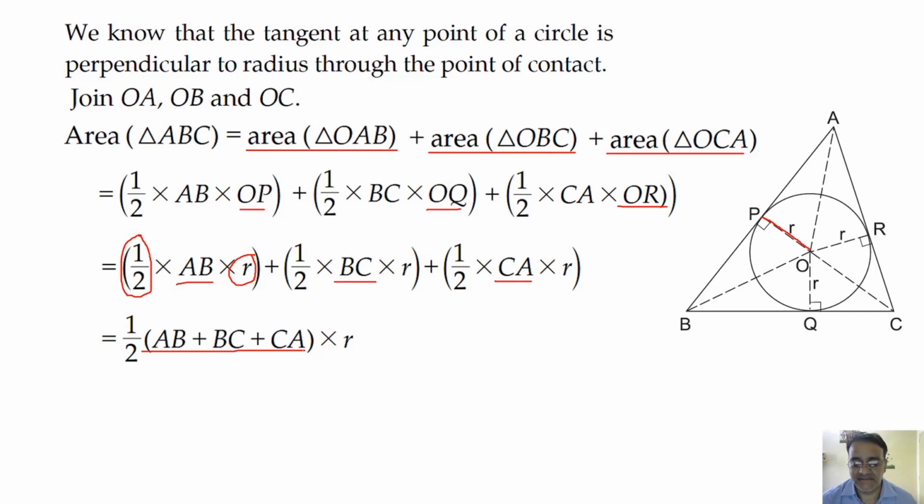Sum of three sides. Perimeter of triangle ABC. Very good. So half into perimeter of triangle ABC into R. This is the proof of the second part.